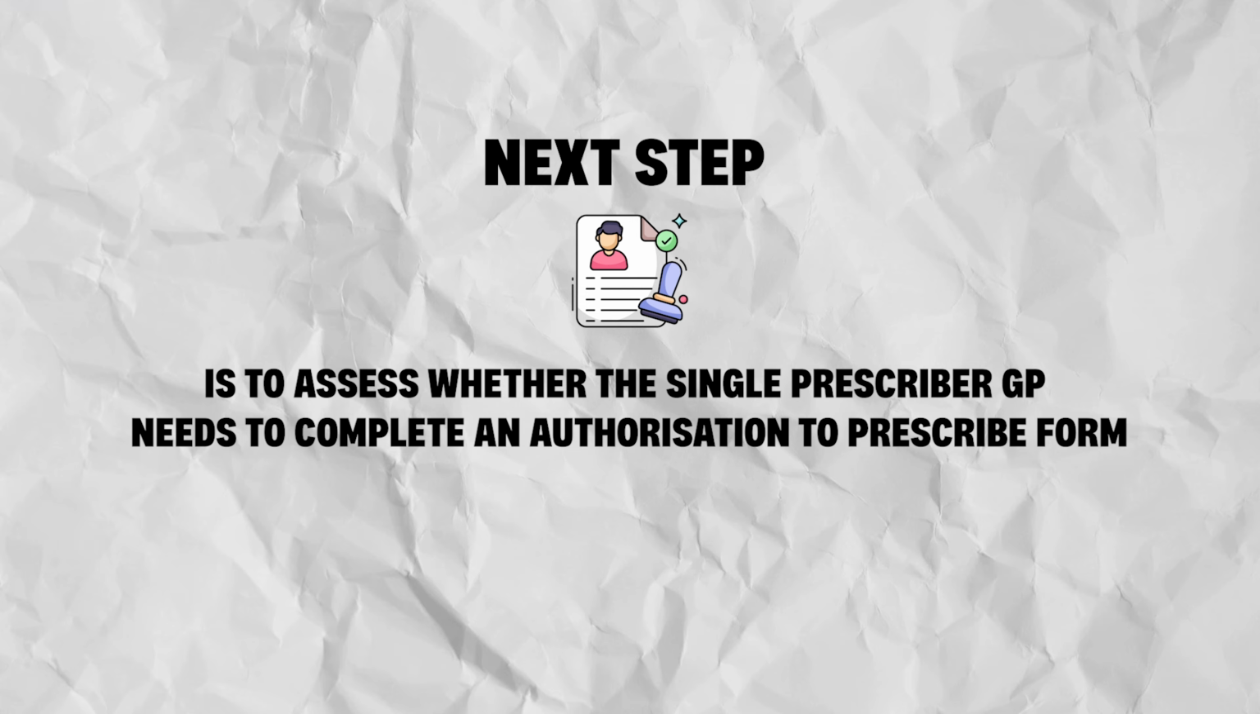Now, the next step after you have checked the prescription shopping program is to assess whether this single prescriber GP needs to complete an authorization to prescribe form. And this will apply if the total dose is over what I've already talked about. So if the patient is on over 45 milligrams of morphine equivalents of an immediate release medication, or they are over 90 milligrams of morphine equivalents of a slow release or modified release medication.